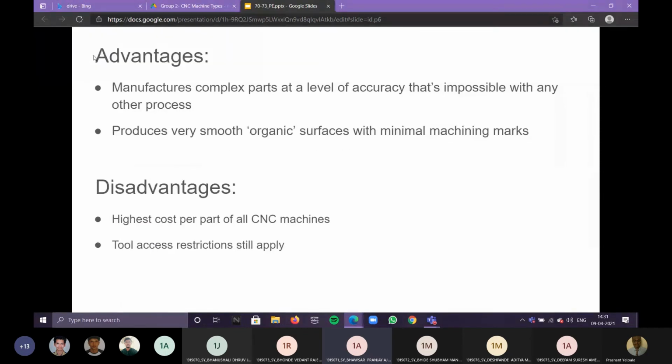The major advantage is that the level of accuracy that we gain by this milling machine is impossible with any other process. And the major disadvantage is that this type of CNC machine has the highest cost per part, and tool restrictions still apply.